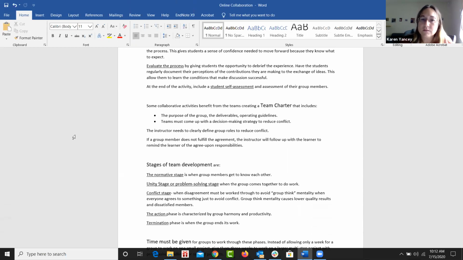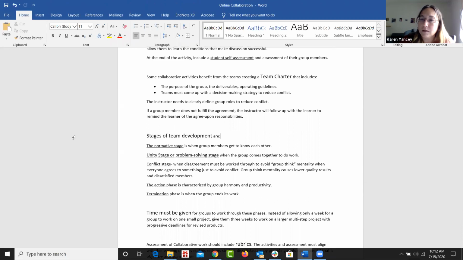Some collaborative activities benefit from the teams creating a team charter if they're particularly large activities. This includes the purpose of the group, the deliverables, and the operating guidelines. And teams should come up with a decision-making strategy in case there is conflict. A way an instructor can reduce potential conflict is to clearly define group roles.